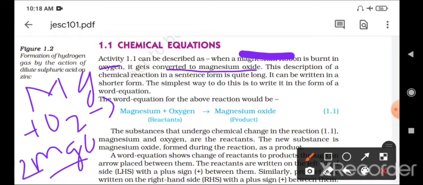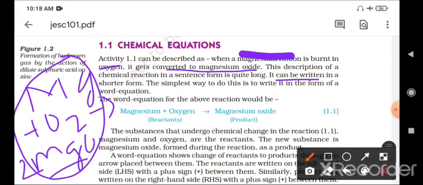This description of a chemical reaction in a sentence form is quite long. In earlier times, scientists did not know how to write a chemical equation, but this is the modern technique. In earlier times, they had no representation of chemical reactions, but they could write in the longer form. It can be written in a shorter form.